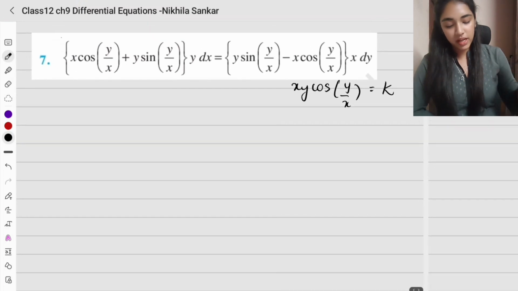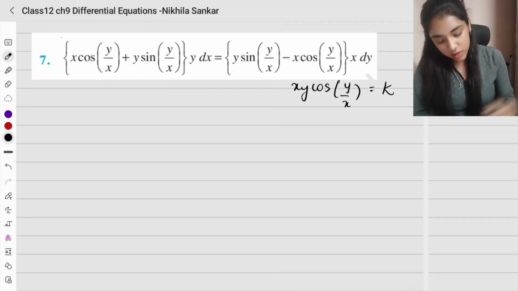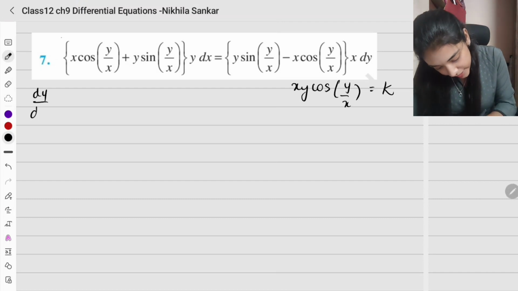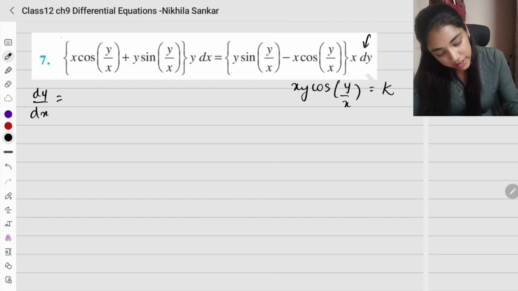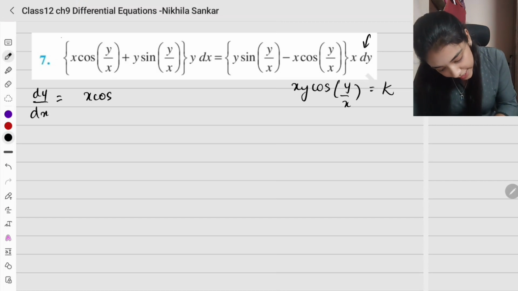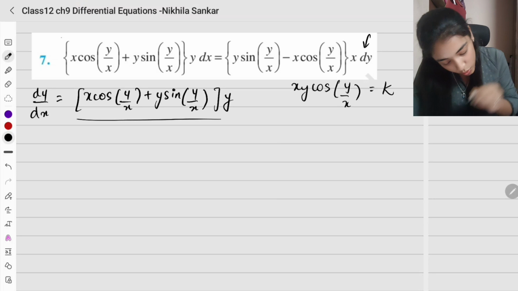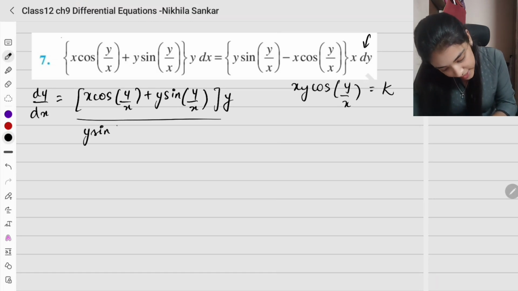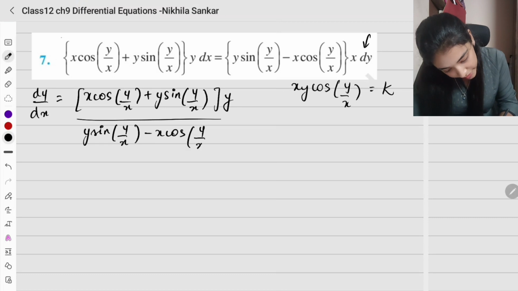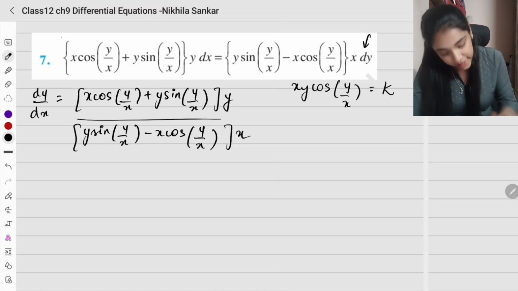Question number 7. பார்க்கிறதுக்கு தான் பெருசா இருக்கு, but போட போட ரொம்ப easy. Okay. Now taking dy by dx to one side, what will I have? dy by dx equals, dy இங்க இருக்கு, dx இந்த பக்கம் போச்சுன்னா numeratorல x cos of y divided by x plus y sin of y divided by x times y, இங்க ஒரு y இருக்கு மறந்துடாதீங்க, the whole divided by y sin of y divided by x minus x cos of y divided by x times x. Okay, the times x யும் மறந்துடாதீங்க.